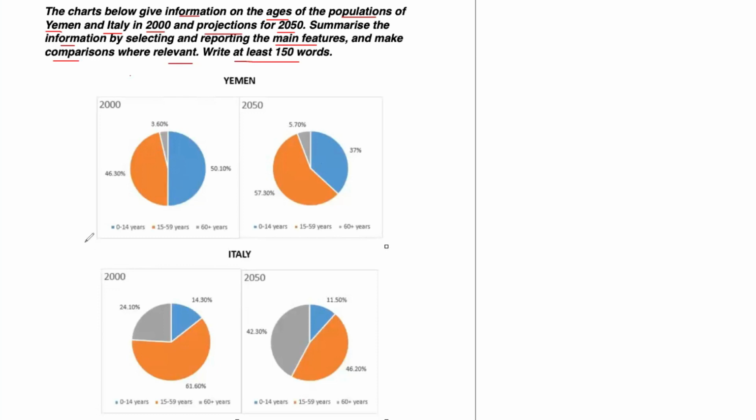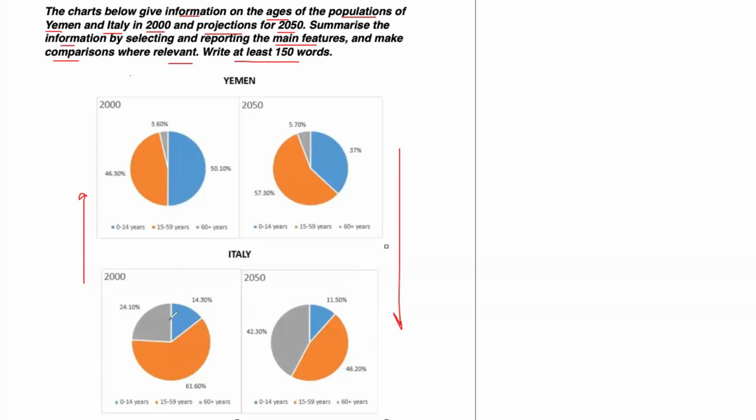It's also important to note that we have 2 that correspond to the year 2000 and 2 that correspond to the year 2050. So you might think that you have a choice here. You could either group the information based on Yemen in one category and the information of Italy in the other category, or you could group the information in the year 2000 and then in the year 2050. Now I'm going to show you which one is actually better, and I'll explain why.